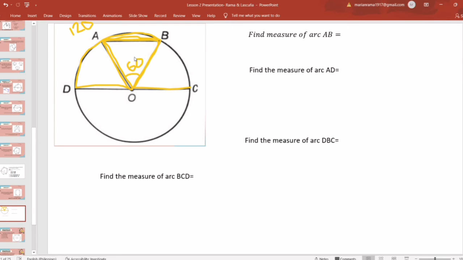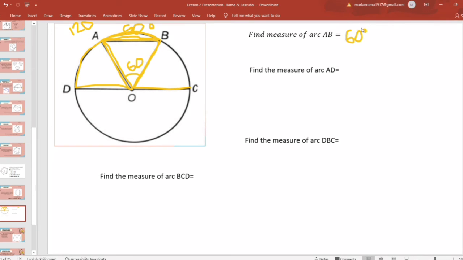And since AB is the intercepted arc of the central angle AOB, the measure of arc AB is 60 degrees, because the central angle is equal to its intercepted arc. So arc AB is equal to 60 degrees.